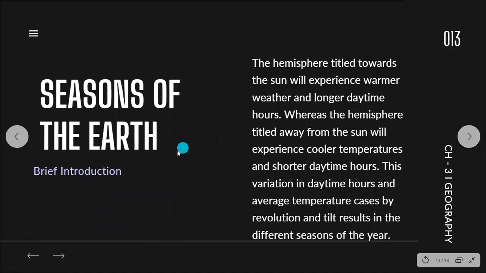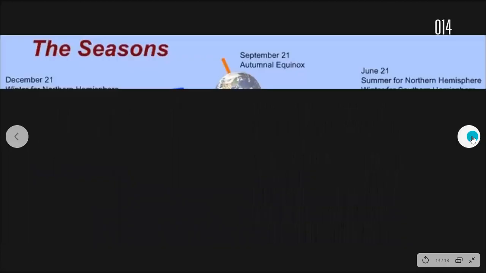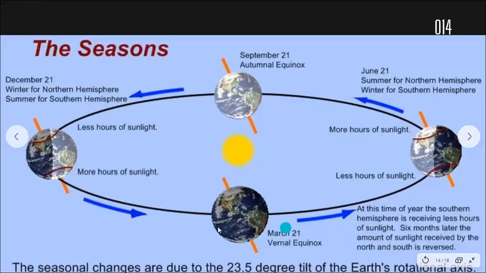So now seasons. Now, students, the hemisphere that is tilted towards the sun will experience warmer weather and longer daytime hours, right? Whereas the hemisphere tilted away from the sun will experience cooler temperatures and shorter daytime hours, right? This variation in daytime hours and average temperatures caused by revolution and tilt results in different seasons of the year, right?